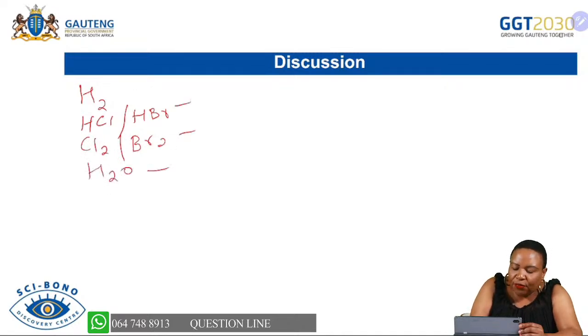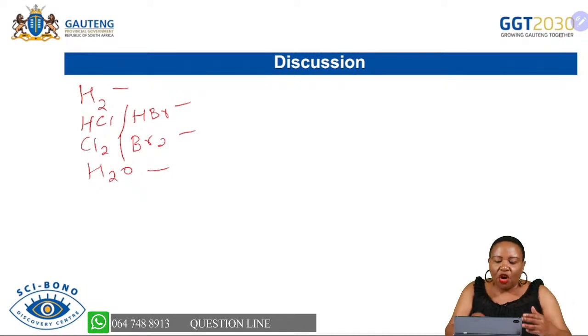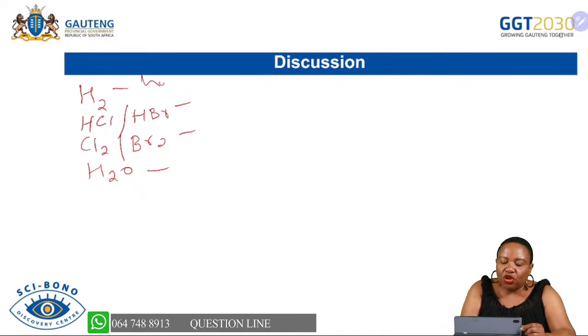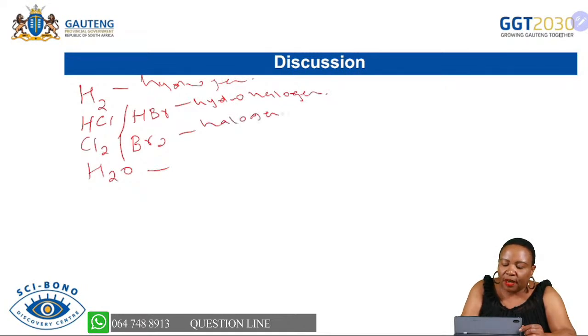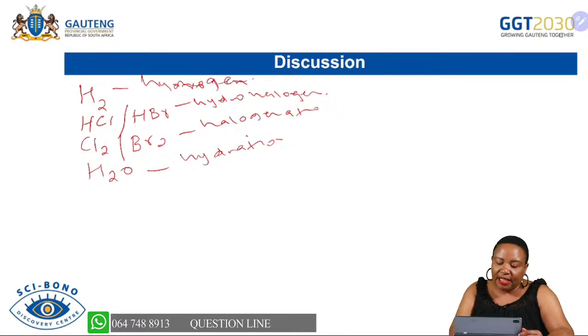So already from the 4, we know what we are expecting. From this one, we know it is hydrogenation. This one is hydrohalogenation. This one is halogenation. And the last one is going to be our hydration. So you must know that there's a difference between hydration and hydrogenation. Hydrogenation is the addition of hydrogen, whereas hydration is the addition of water.